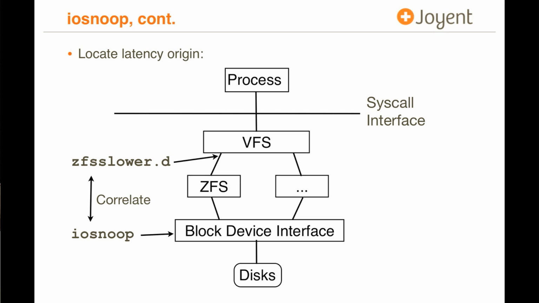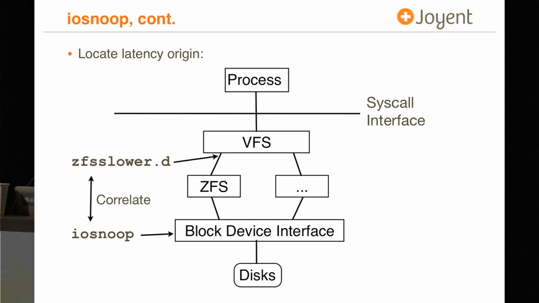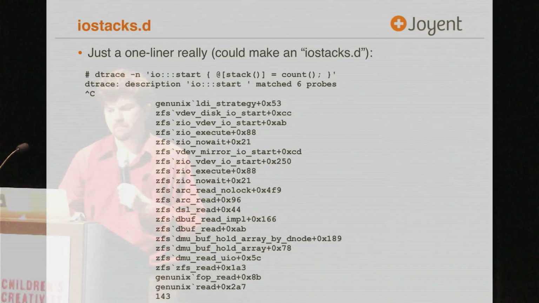So IOSnoop, another good use for it is to locate the origin of latency. Here I've got ZFS slower and IOSnoop, and by running them both side by side, if I have big latency in ZFS slower, and then pretty much the same big latency in IOSnoop, the problem is the disks. If I have big latency in ZFS slower, but nothing at the disk level anywhere close, the problem is probably inside ZFS. And then there's a middle ground, where you have a big ZFS I/O, and a bunch of small disk I/O that added together, because ZFS was doing some metadata stuff. But it is very useful to correlate them together to try and locate at least which area the latency is originating from.